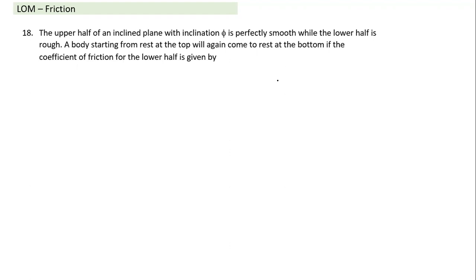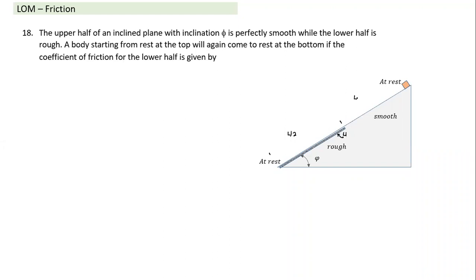So first of all, let's try and understand what the question is. If I have to visualize this question, it is like this. This is an inclined plane, and if the inclined plane's total length is L, this part is L by 2, and this part is L by 2. The upper half here is smooth, the lower half is rough, and it has a certain coefficient of friction, mu.